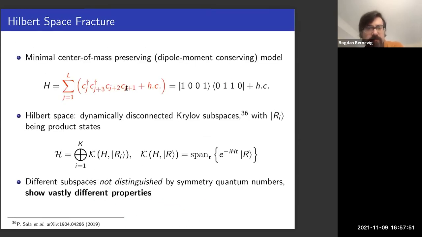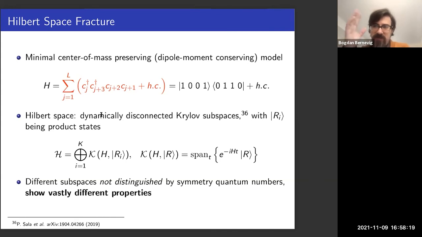This model is actually very special because its Hilbert space breaks up into Krylov subspaces that are not generic, in the sense that if I start with a random state and hit it with the Hamiltonian many times, I'll cover the whole Hilbert space.